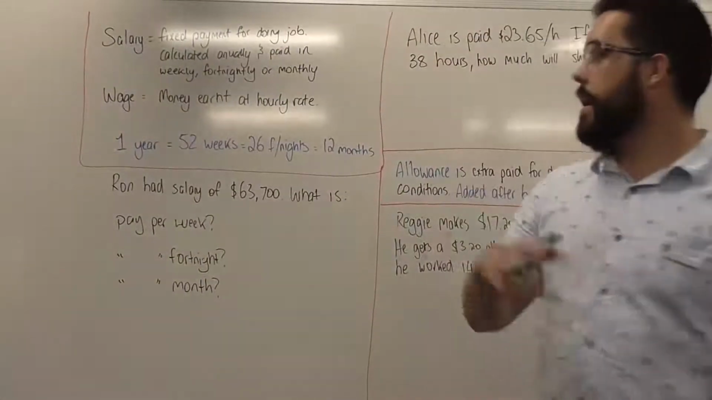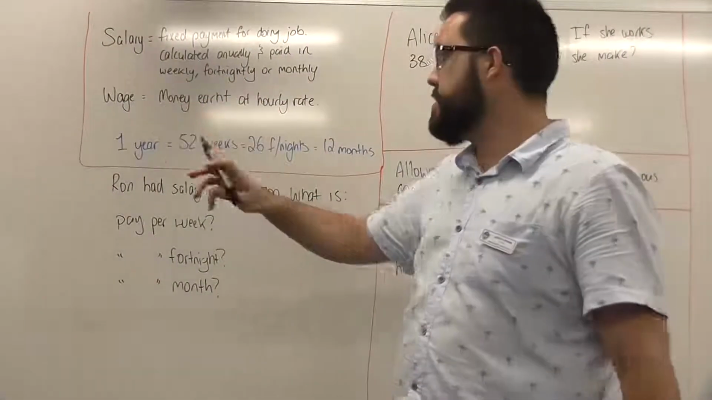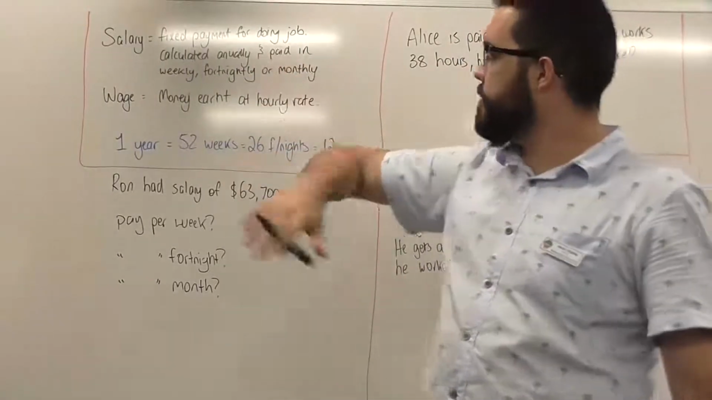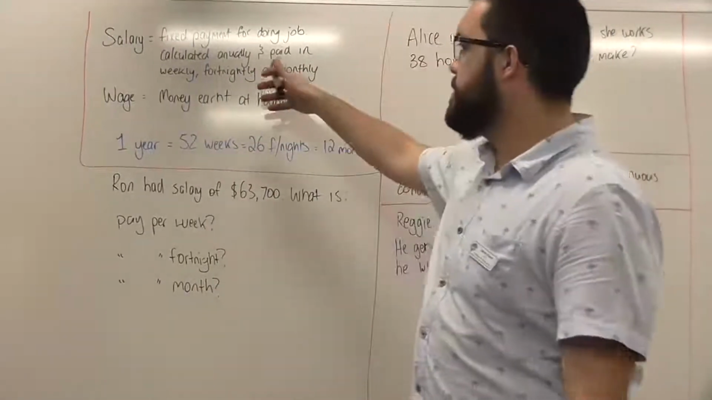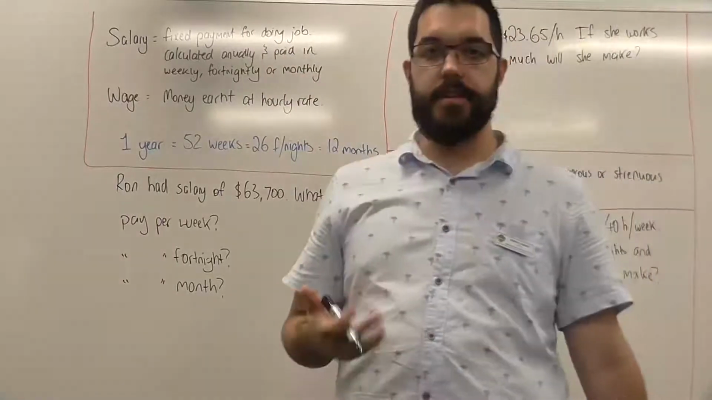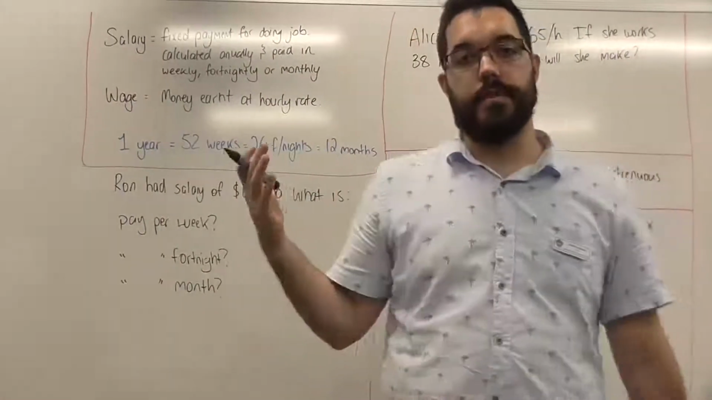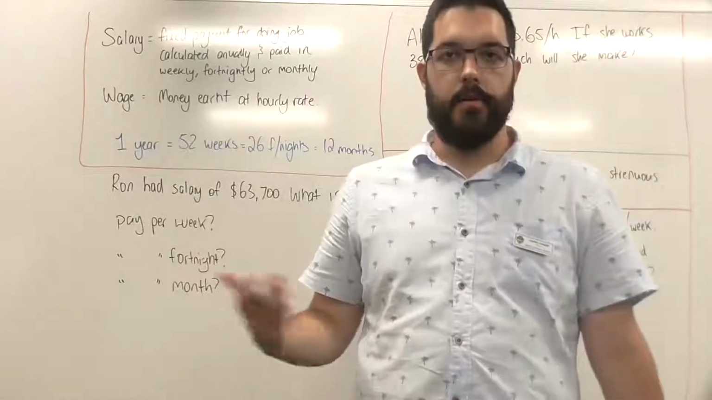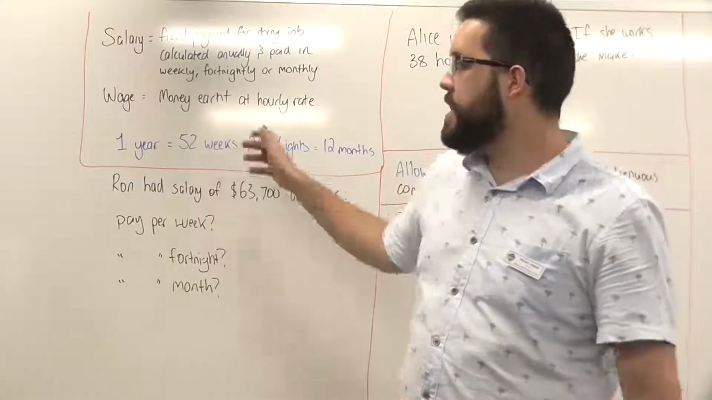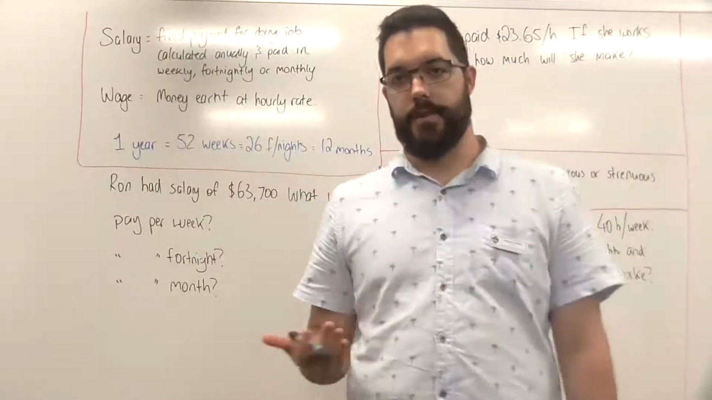Okay, so today we're looking at salary and wages. A salary is a fixed payment for doing a certain job. Salary is usually calculated annually, so per year, and paid in instalments that are either weekly, fortnightly, or monthly. Pretty simple. A wage, however, is something that's earned at an hourly rate.